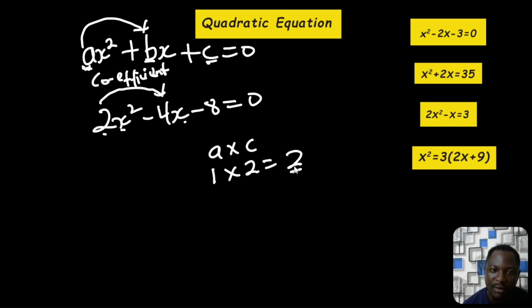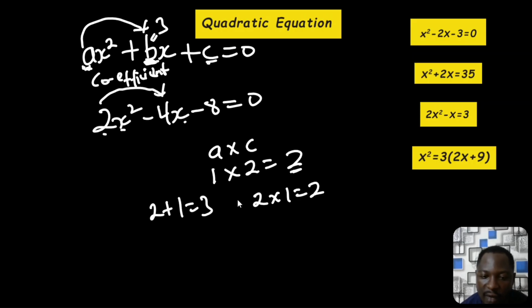But after adding, you get the b. For example, 2 times 1 is 2, and then 2 plus 1. Let's say that the b is 3. So 2 plus 1 will give you 3. When you multiply those factors of 2, you got 2, but when you added them, you got the b, or the 3.